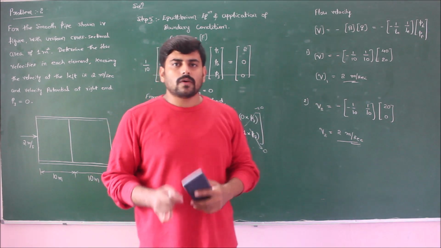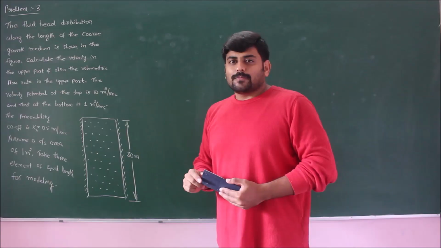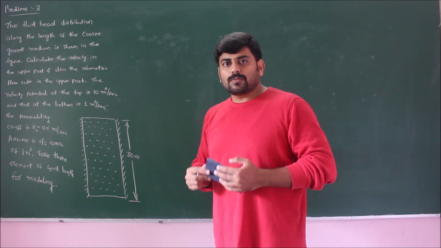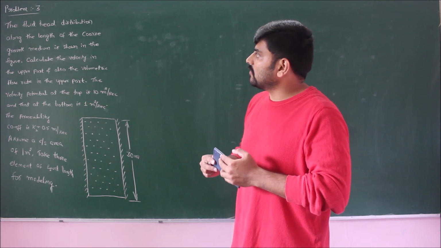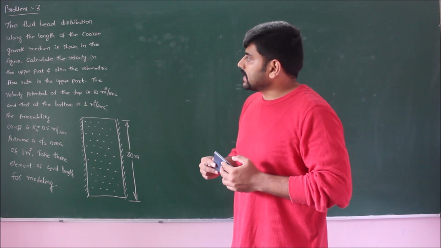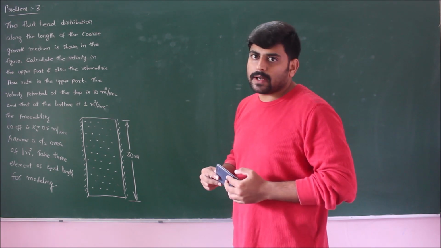Let us quickly solve one more problem on analysis of fluid flow through porous medium. Problem number 3 of our discussion on analysis of fluid flow through porous medium states that the fluid head distribution along the length of the coarse gravel medium is shown in the figure. Calculate the velocity in the upper part and also the volumetric flow rate in the upper part.